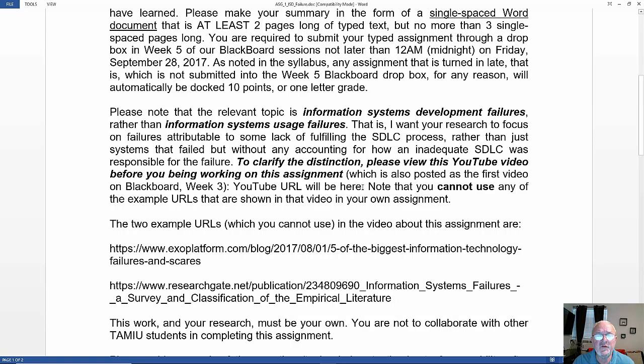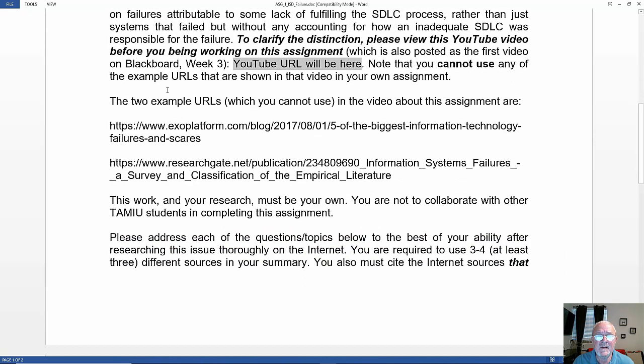I will post that YouTube video URL right here once I make it, which I will just in a minute. You cannot use any of the example URLs that are shown in that video. And here are the 2 example URLs, okay? Just so you know, this will be the YouTube video that talks about these 2 URLs. You want to watch this. The second one, the one right after this one.